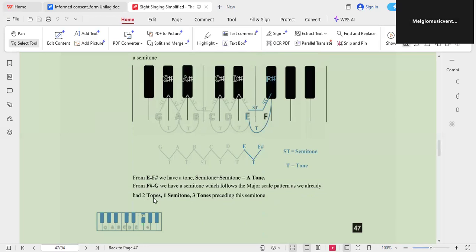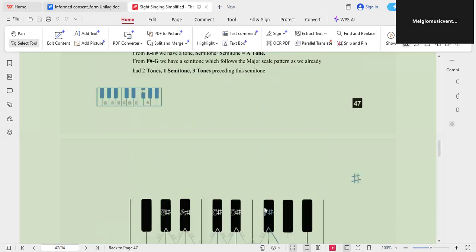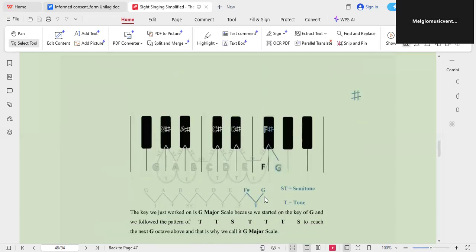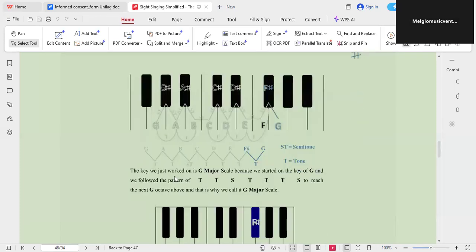which follows the major scale pattern, as we already have two tones, one semitone, three tones preceding this semitone, and therefore we have the final semitone. The key we just worked on is G major scale because we started on the key of G and followed the pattern of tone, tone, semitone, tone, tone, tone, semitone to reach the next G octave above, and that is why we call it G major scale.